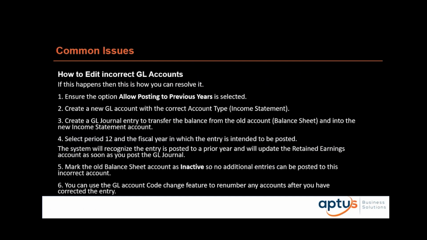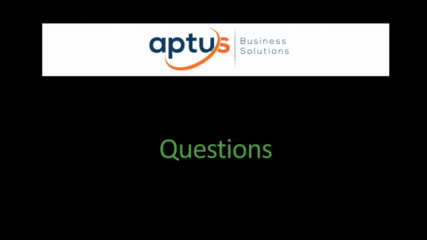Okay, we do have a list of how to manually fix if you've posted to the wrong GL accounts. So these are the steps that you need to do if you had a balance sheet flagged as income or income flagged as balance sheet. So they're the tips there. Just conscious of time, I've run over a little bit. So I will just open this up to questions.